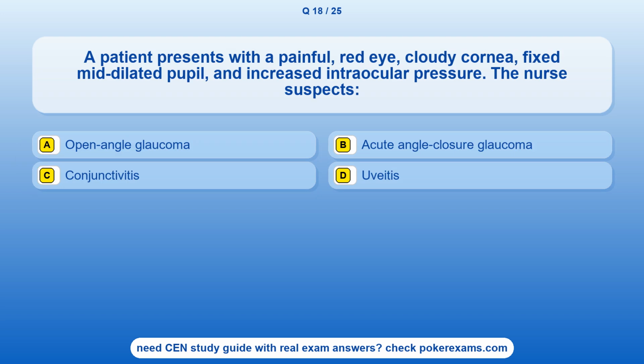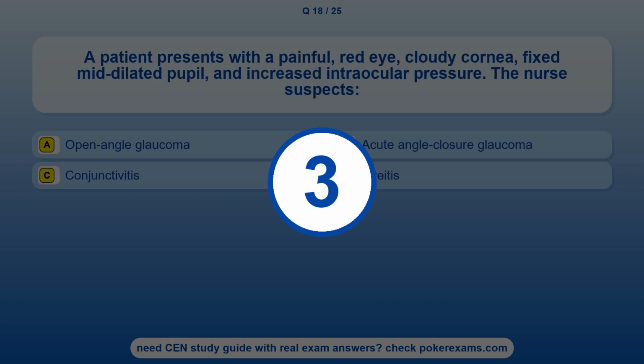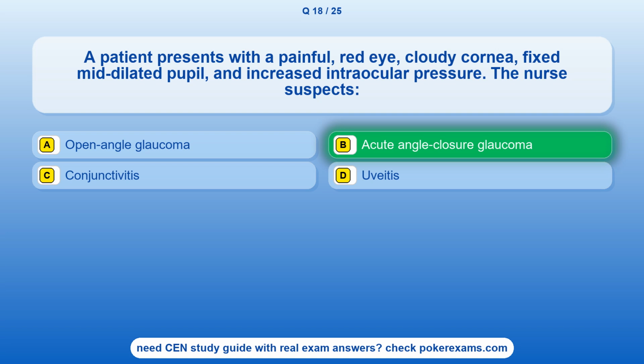Question 18. A patient presents with a painful, red eye, cloudy cornea, fixed mid-dilated pupil, and increased intraocular pressure. The nurse suspects option A, open-angle glaucoma. Option B, acute angle-closure glaucoma. Option C, conjunctivitis. Option D, uveitis. The correct answer is option B, acute angle-closure glaucoma.